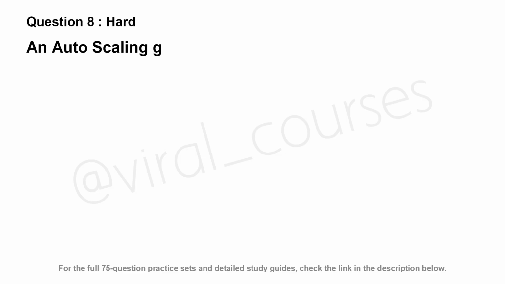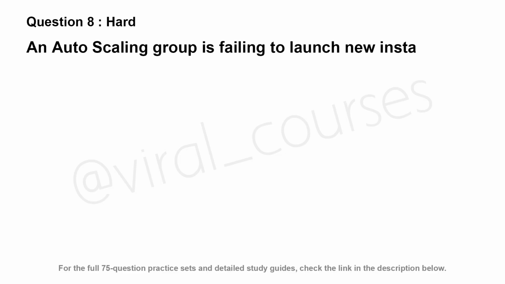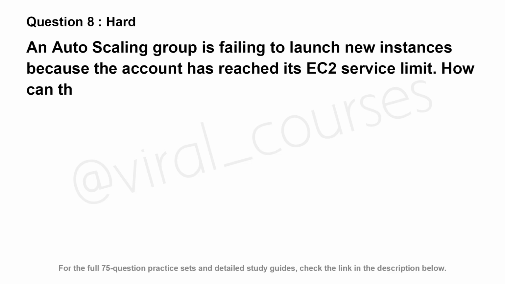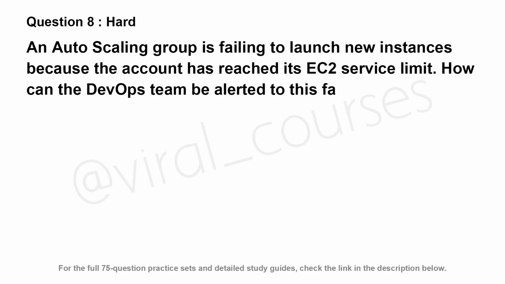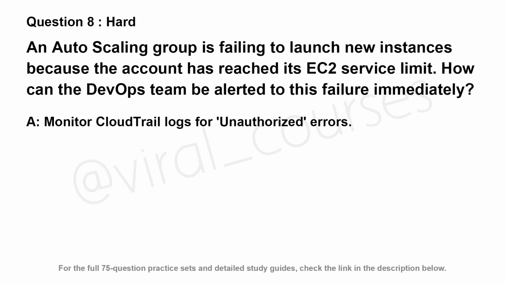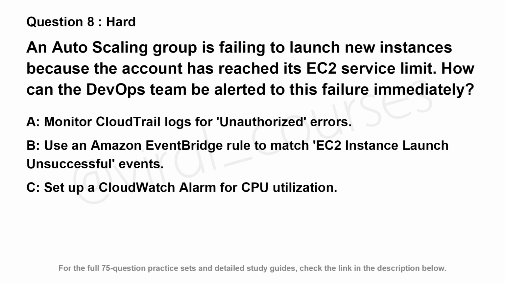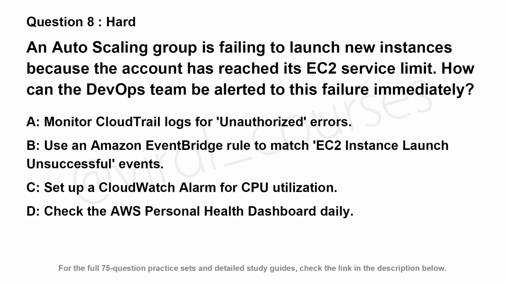An auto-scaling group is failing to launch new instances because the account has reached its EC2 service limit. How can the DevOps team be alerted to this failure immediately? Option A. Monitor CloudTrail logs for unauthorized errors. Option B. Use an Amazon EventBridge rule to match EC2 instance launch unsuccessful events. Option C. Set up a CloudWatch alarm for CPU utilization. Option D. Check the AWS Personal Health Dashboard daily.